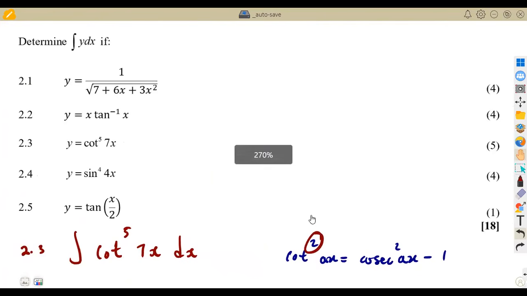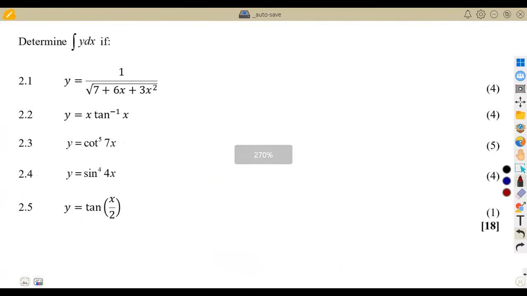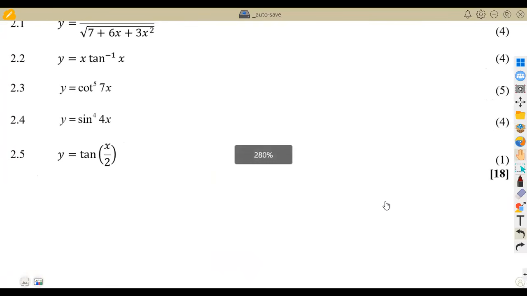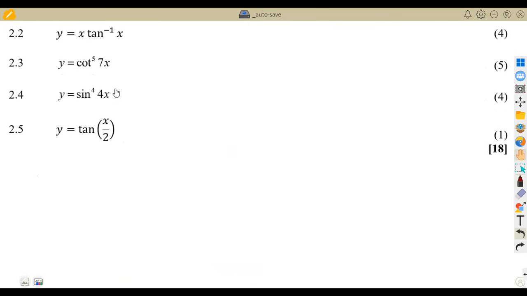All right, number 2.4, it was an integration again. Of sine, and I think didn't we do the same question? Or it was on the introduction. I think this question was there on the introduction. Anyways, let's do this. 2.4, the integral of sine to the exponent of 4x with respect to x.